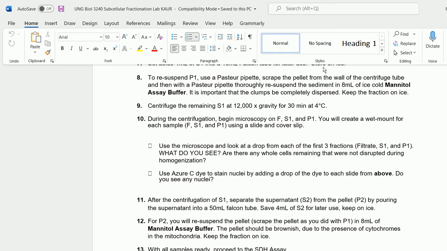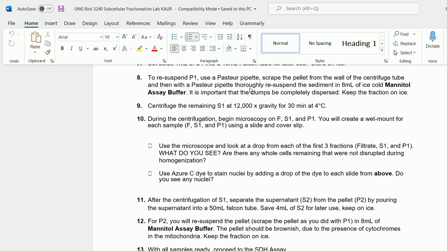So you have to resuspend P1 using a Pasteur pipette into 8 ml of ice cold mannitol assay buffer. To resuspend P1, use a Pasteur pipette, scrape the pellet from the wall of the centrifuge tube, and then thoroughly resuspend this in 8 ml of ice cold mannitol assay buffer. So there are two kinds of buffers. One is mannitol grinding buffer, another is mannitol assay buffer. It is very important that clumps be completely dispersed. So everything has to be on ice.